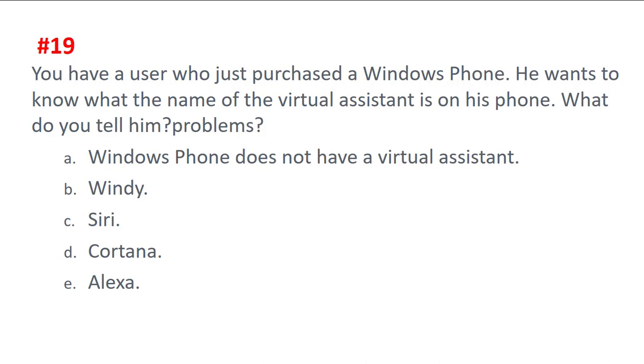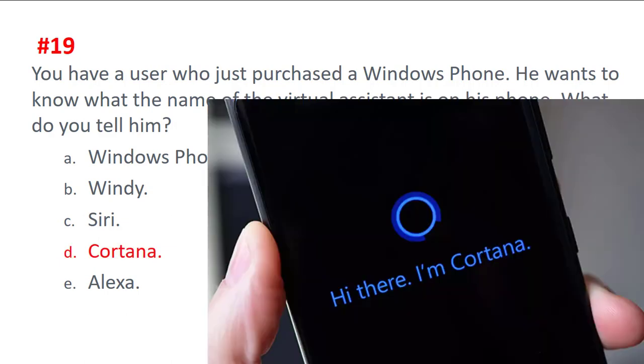Well, the virtual assistant on Windows in general is, you guessed it, Cortana. Nearly all of your mobile operating systems come with at least one virtual assistant. With Windows, it is Cortana, the name of their virtual assistant. Windy is just a made-up one. iOS is what uses Siri, and our Amazon devices are what currently use Alexa or Echo.